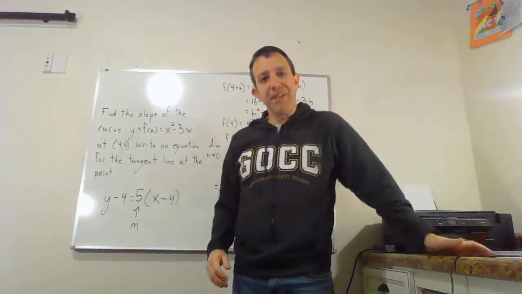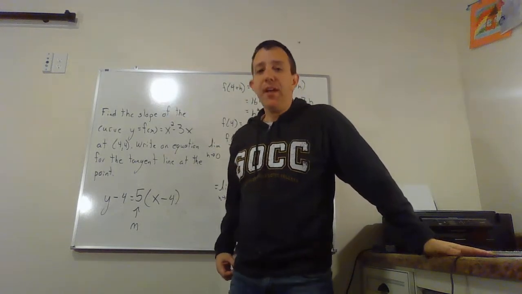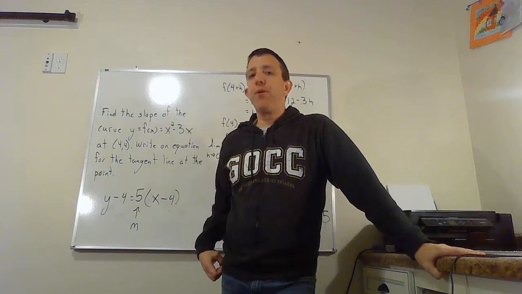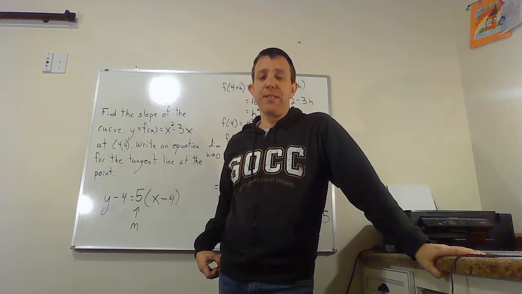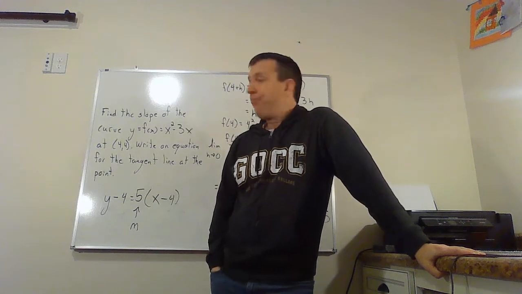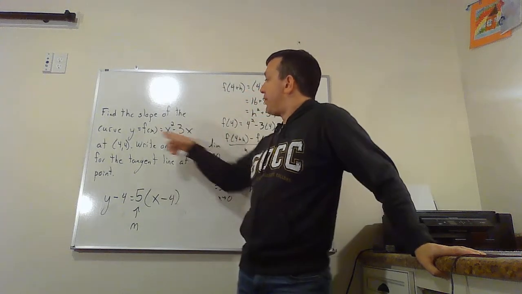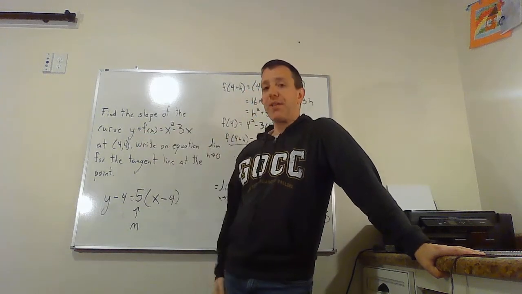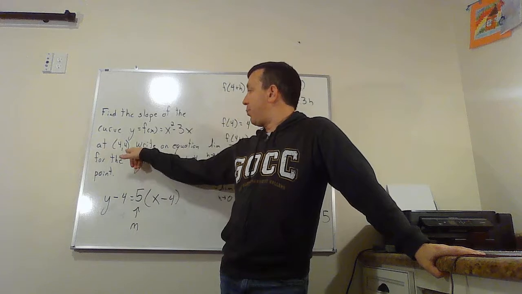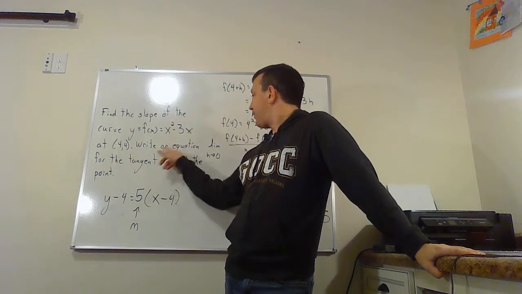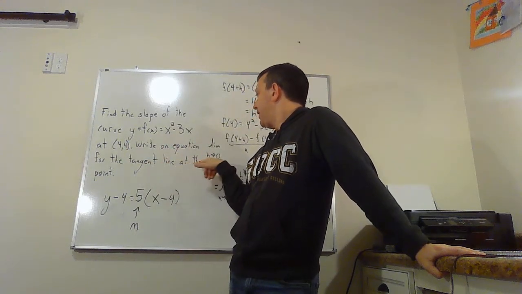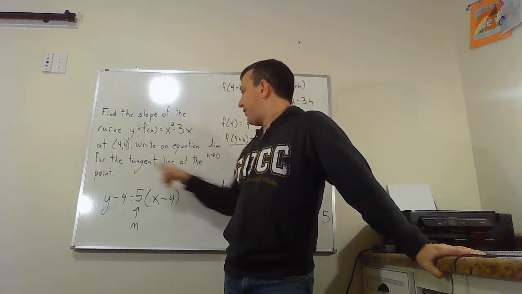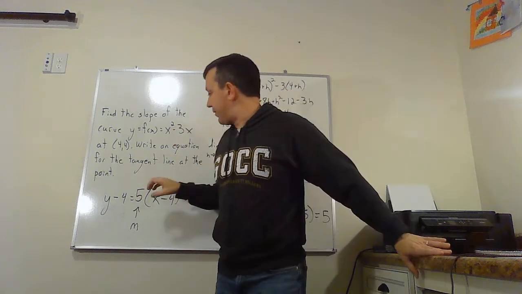All right, let's look at my first example. So this one's fairly straightforward, but as you're going to see, straightforward does not necessarily mean pretty. So let's find the slope of the curve, y equal to f of x equal to x squared minus 3x at the point 4, 4. I want to write an equation then for the tangent line at the point, and this is for later.